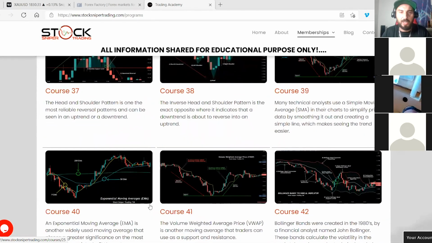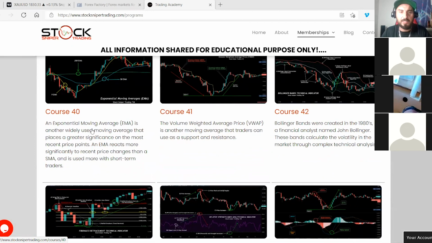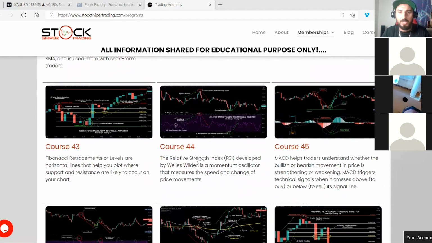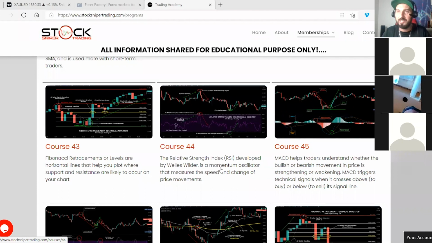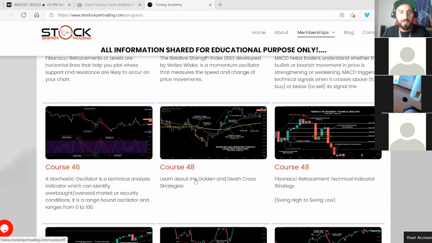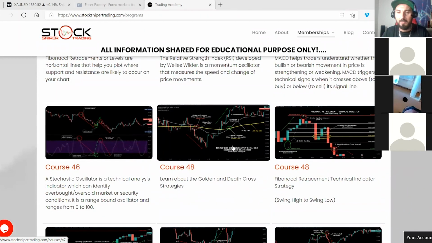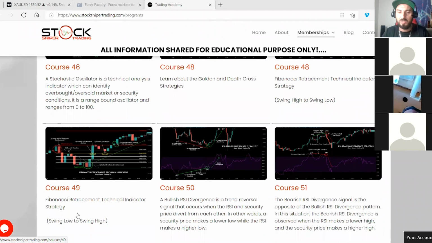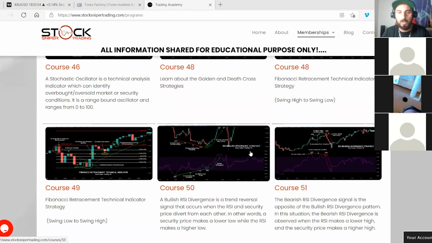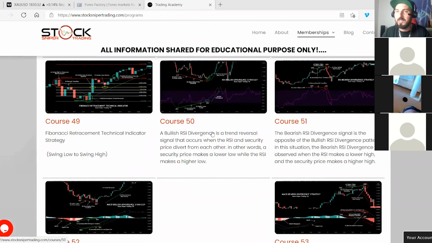And then you can watch it and learn about, like, here's EMA, here's VWAP. I'll get into Bollinger Bands, Fibonacci retracements. Here's the RSI. It tells you what it is and then how to use them. We have the strategies in there. And then MACD, stochastics. And then these are strategies, guys. So you can learn about the golden and death cross, Fibonacci retracements, how to do a swing low to swing high to swing low.